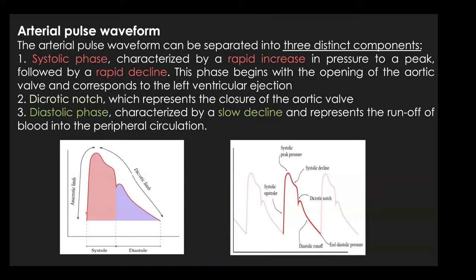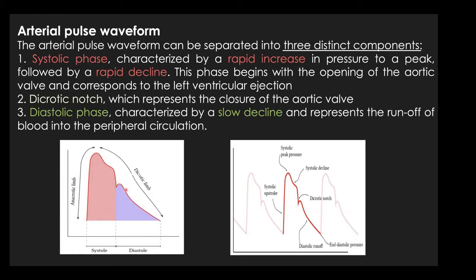The systolic phase, which is here and is characterized by a rapid increase in blood pressure, followed by a rapid decline in blood pressure. And this really corresponds to the contraction or the ejection of the left ventricle and the opening of the aortic valve. This is followed by a transient but sharp drop in blood pressure called the dicrotic notch here. And this represents the closure of the aortic valve.